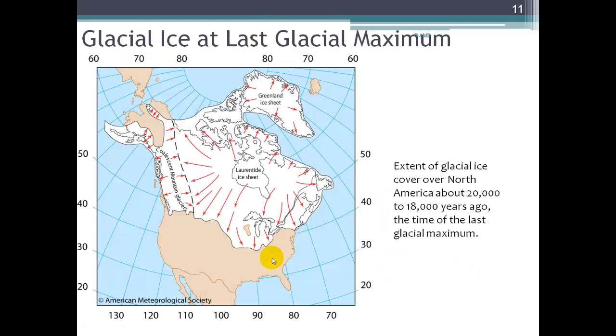Here is a glacial ice maximum, and we see in North America that about 20,000 years ago, much of North America was covered in glaciers. So we were in an ice age period. You can read in the textbook how the Earth fluctuates between these glacial and interglacial periods and how that affects our weather.